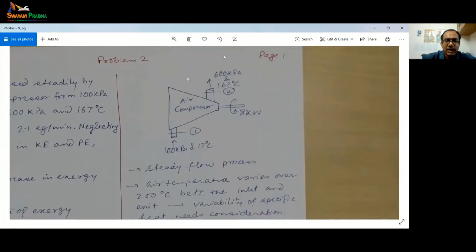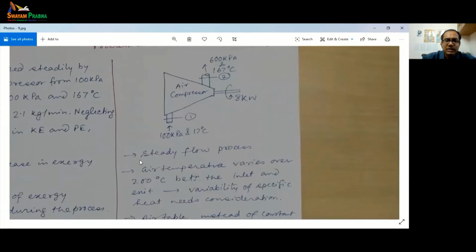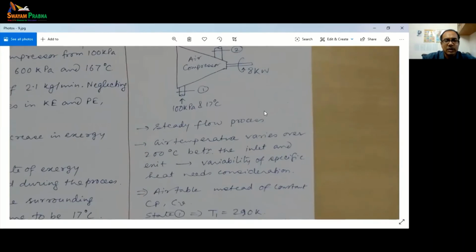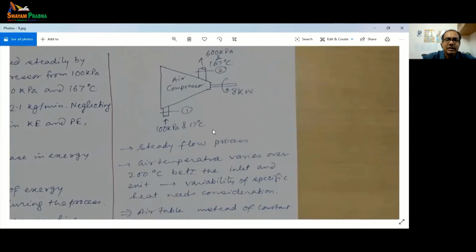So this is the problem statement, and this is the schematic diagram corresponding to the statement. Now what we note here, first, is it's a steady flow process. Whatever is going in, the same amount is going out without any change with time. Next, the air temperature varies over almost 200 degrees centigrade here, from 17 degrees to 167 degrees.